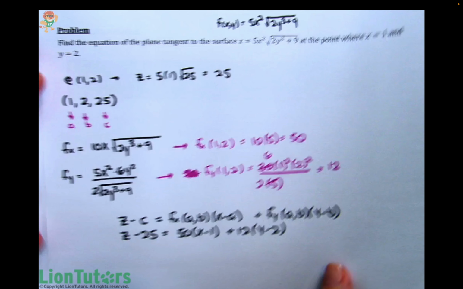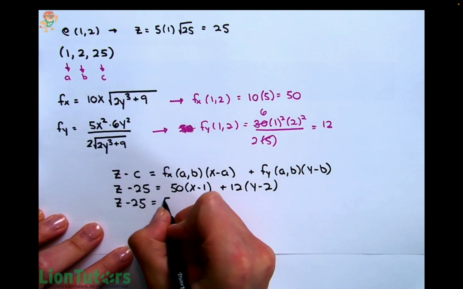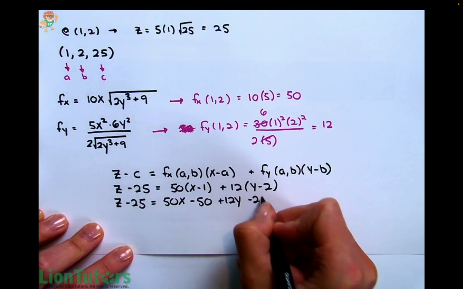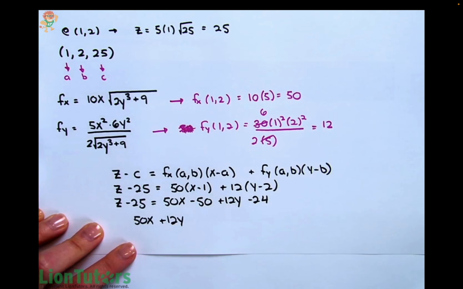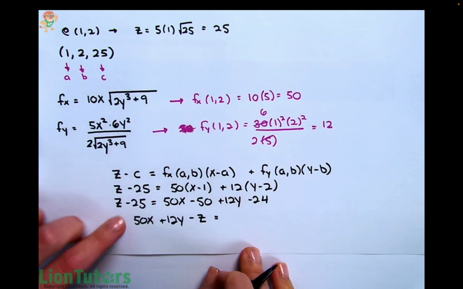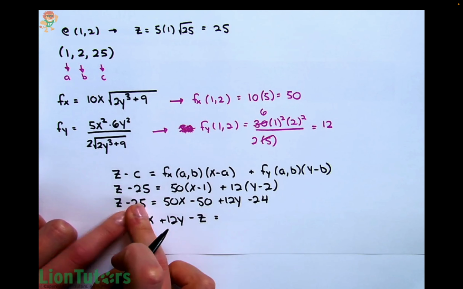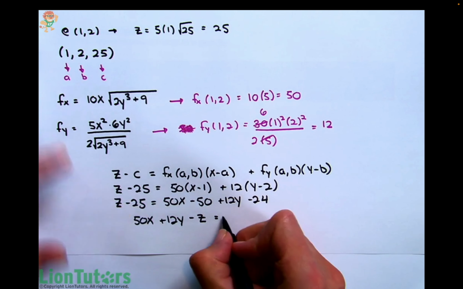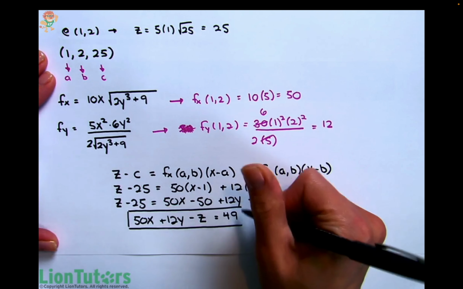Now, simplifying this down a little bit, that's going to give us z minus 25 equals 50x minus 50 plus 12y minus 24. Getting all of our constants on one side and variables on the other, we will subtract that z over, and then we have minus negative 25 plus 50 is going to give us positive 25. Positive 25 plus 24 is going to give us 49. So this would be how the equation of the plane looks overall.